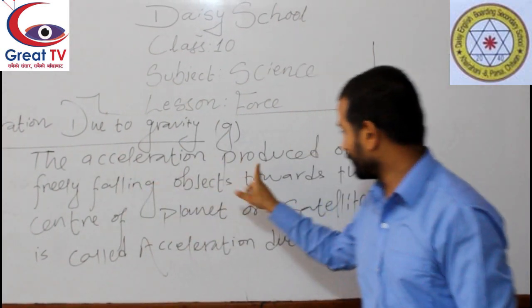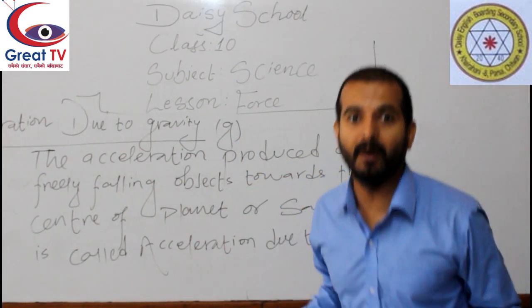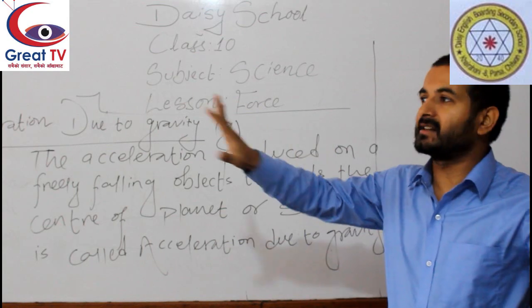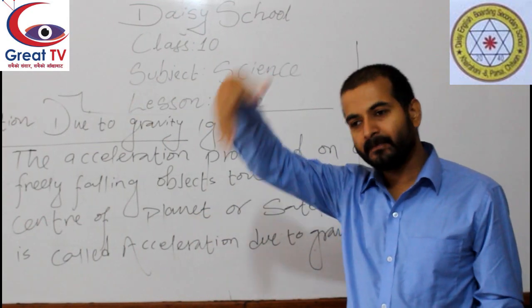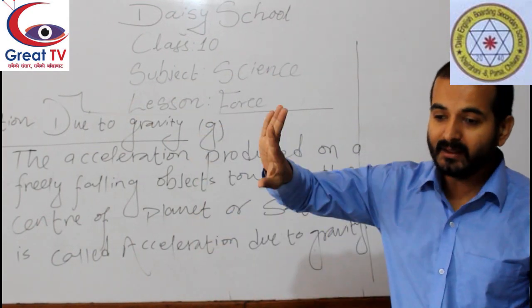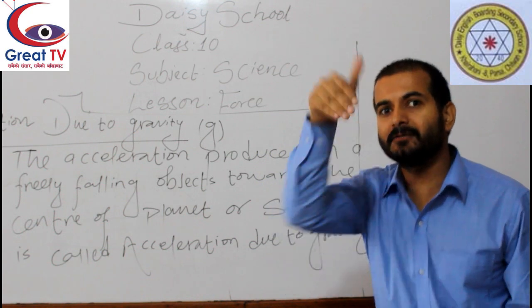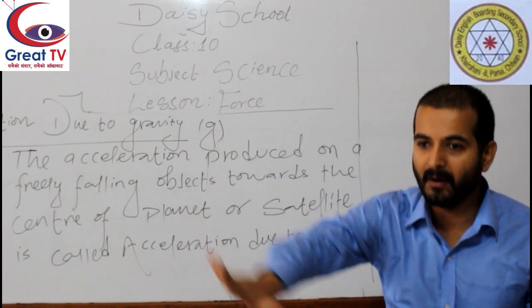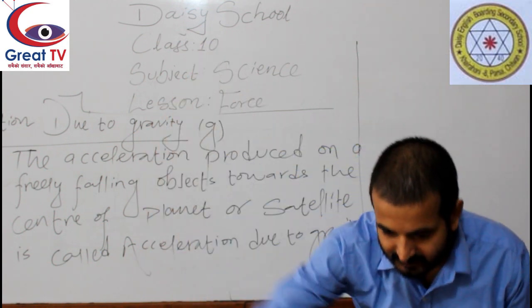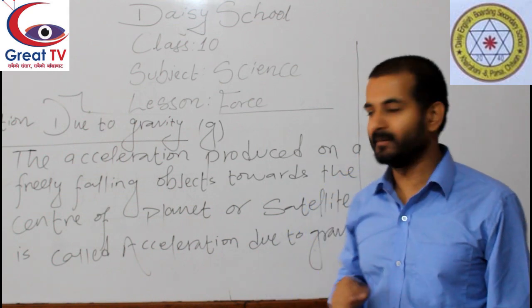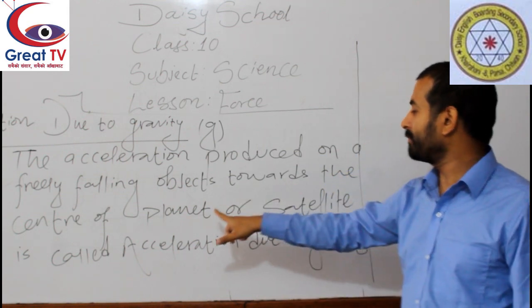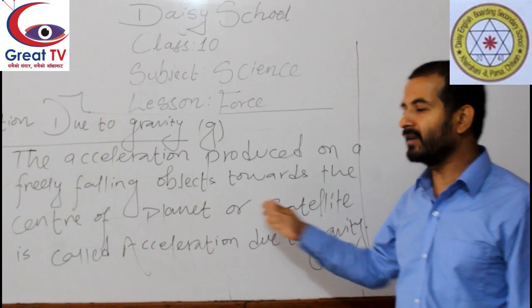The acceleration produced on a freely falling object. Freely falling means without any resistance. There is no resistance on the fall. For example, when a coin falls, that is a free fall. But when paper falls, look at the falling of paper, that is not a free fall. Remember, towards the center of a planet or satellite is called acceleration due to gravity.